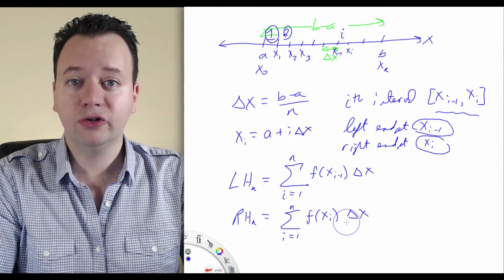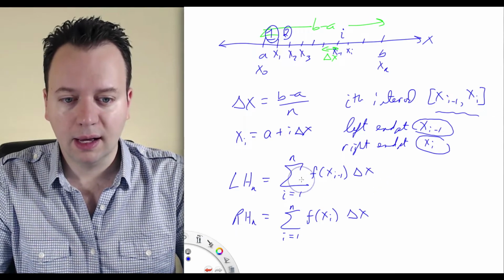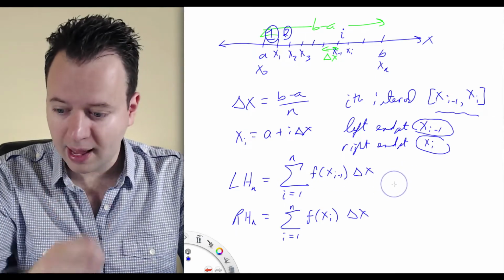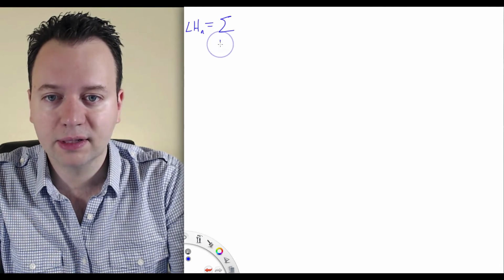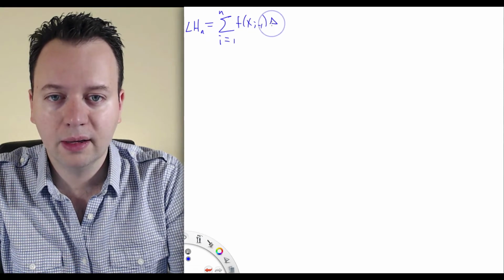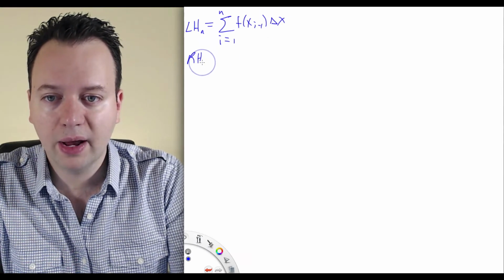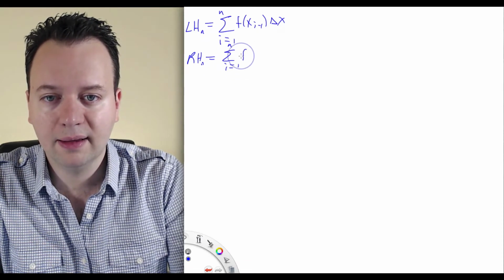Now if we want to actually see what this looks like, if we want to write out the terms of this series, I think that's a useful exercise. It adds a little bit of insight. So let me rewrite those formulas. The left-hand Riemann sum was the sum from i equals 1 to n of f of x sub i minus 1 times delta x. And the right-hand Riemann sum with n subintervals is the sum from i equals 1 to n of f of x sub i times delta x.